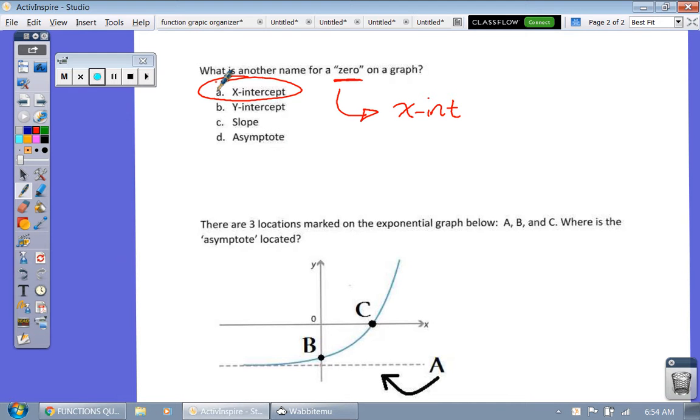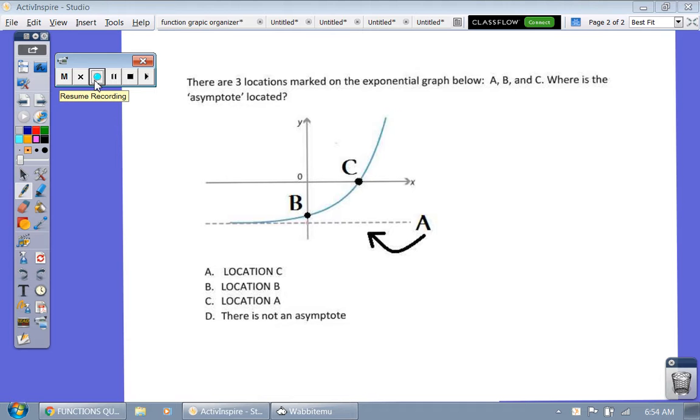And then let's look at our last question here. There are 3 locations marked on the exponential graph below, A, B, and C. Where is the asymptote? Remember, the asymptote is that imaginary line that's holding the graph, or where the graph seems to be sitting. Well, we know it's not B, because if you go back to some of our previous questions, B is the y-intercept. So we know it's not B. C, that's your x-intercept. And so through a process of elimination, we know it's A. Or you might get confused and say there is no asymptote, but again, we said that that's the imaginary line that the graph seems to be sitting on. So what location is that? It is location A.